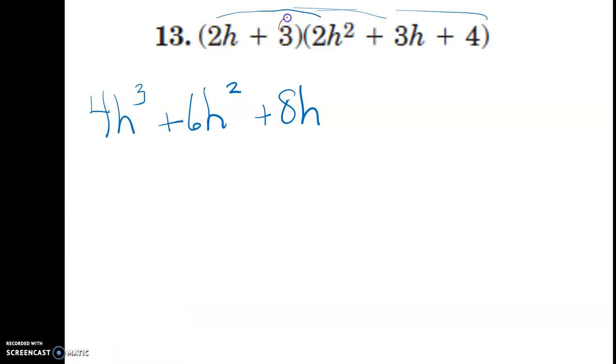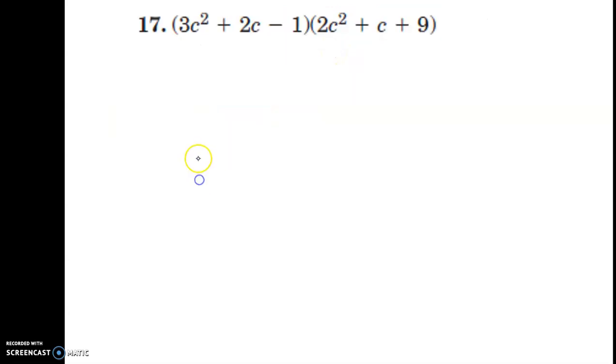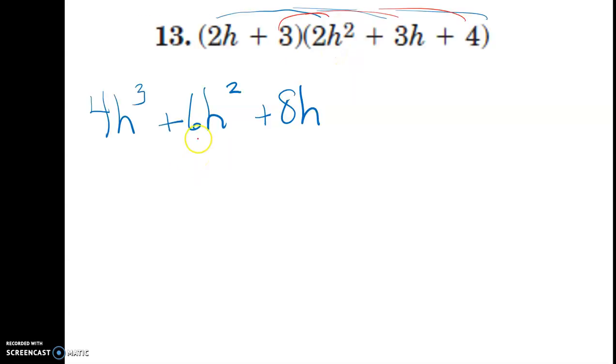And I'm going to distribute that positive 3 to each of these terms. So 3 times 2h squared gives me 6h squared. So I'm going to stack him underneath here. Positive 6h squared. 3 times 3h gives me 9h. 3 times 4 gives me 12.